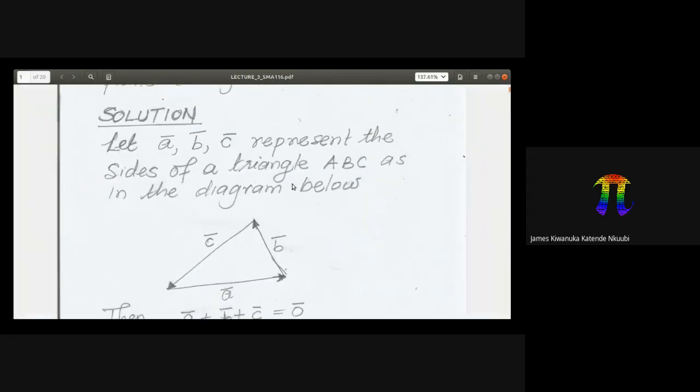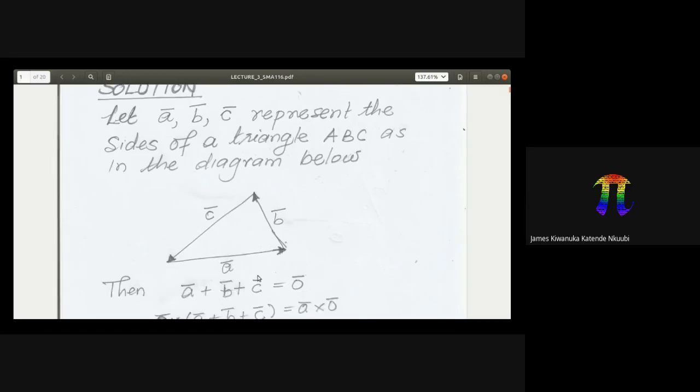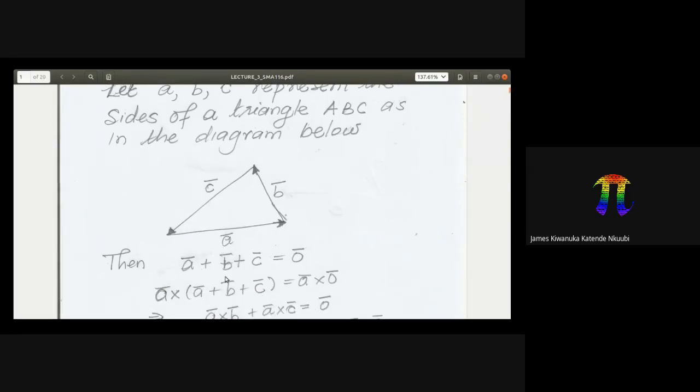We'll set up a triangle as follows. We have a triangle with the sides A, B, and C. We set it up in such a way that the resultant of the three vectors is 0. That is one way to set up a triangle. You can also set it up so that one of the vectors is a resultant of the other two. That will still work. But here we have A plus B plus C is equal to 0. You can see that because if you move from A, you go to B and back to C, you end up exactly where you started. So you have not moved. So in terms of vectors, that is just a 0 vector.